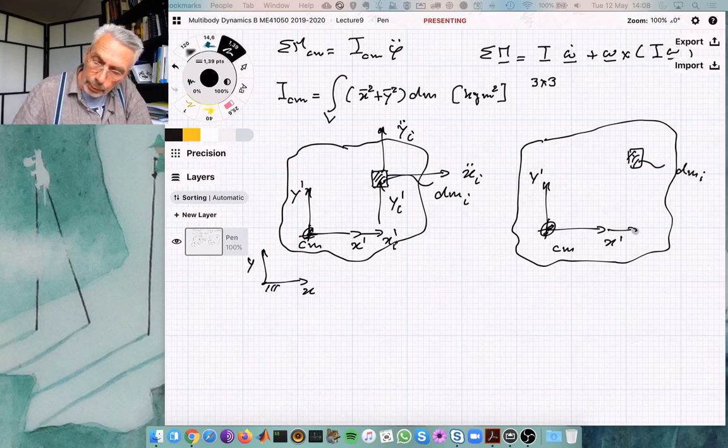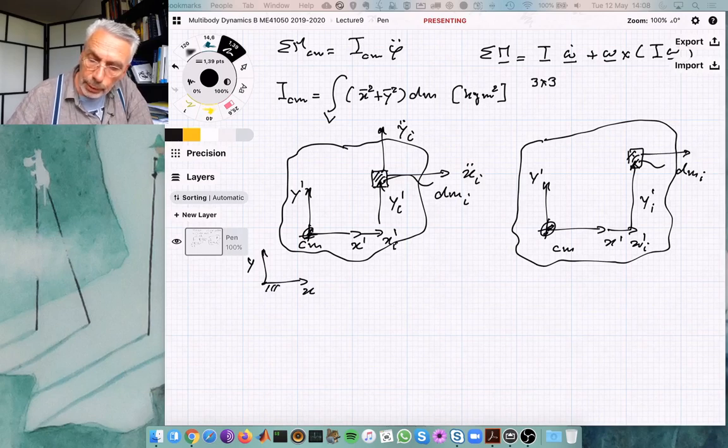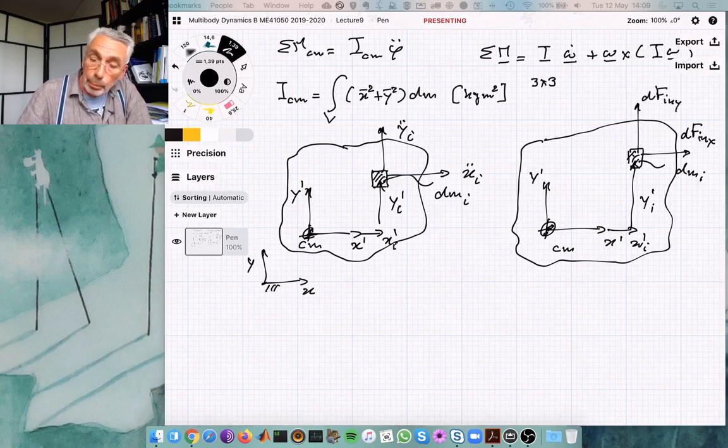and again we have this distance x prime i and the distance y prime i, and now I'm going to look at the forces, and I say on this small particle I have a force which I call dF inertia in the x direction and dF inertia in the y direction. Why dF? Well, because this is a small piece of mass, dm, so I have a small contribution to the inertia, the D'Alembert type of forces.